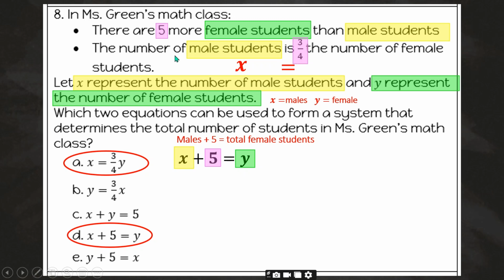Finally, this second statement, the number of male students, so X, is, that's your equal sign, 3/4 the number of female students, which is Y. So that simplifies to just be X is equal to 3/4 Y, and that's option A.